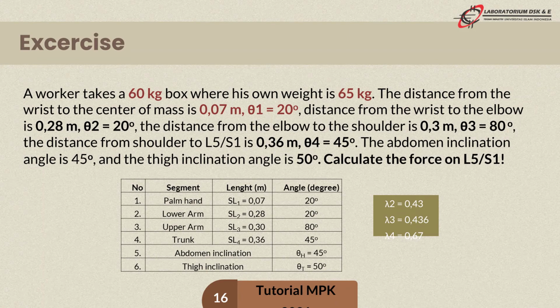The distance from the shoulder to L5S1 is 0.36 meter and the theta 4 is 45 degree. The abdomen inclination angle is 45 degree and the thigh inclination angle is 50 degree. Then calculate the force on L5S1 with the additional explanation on the table.